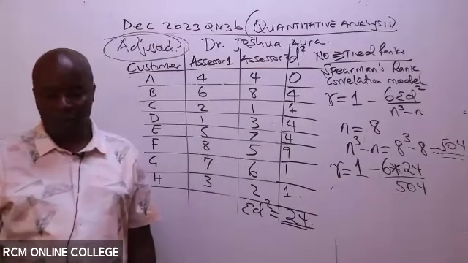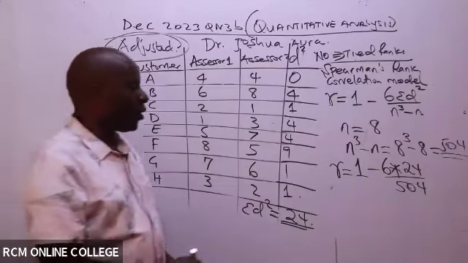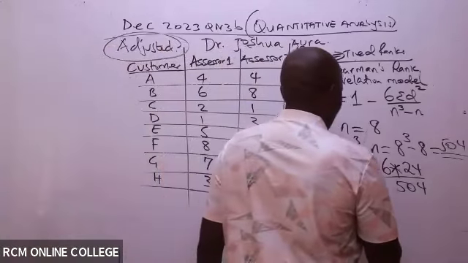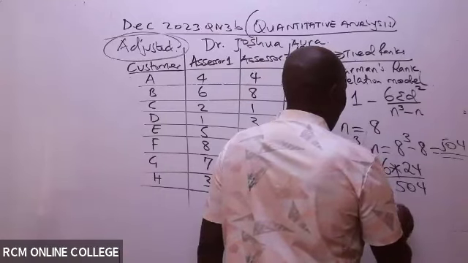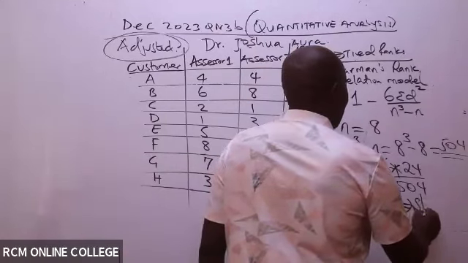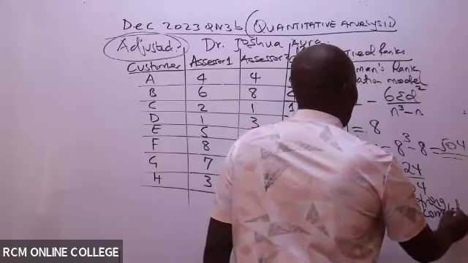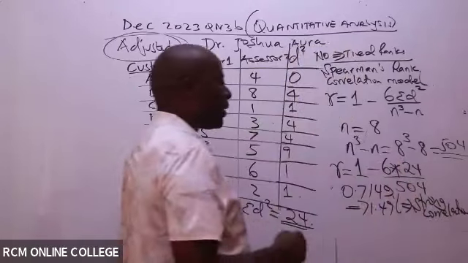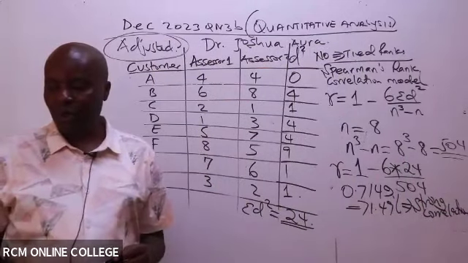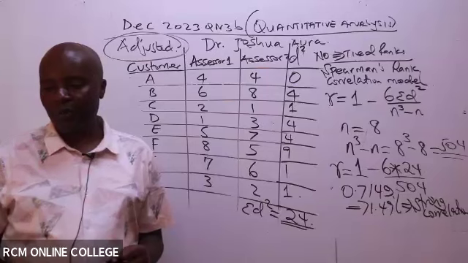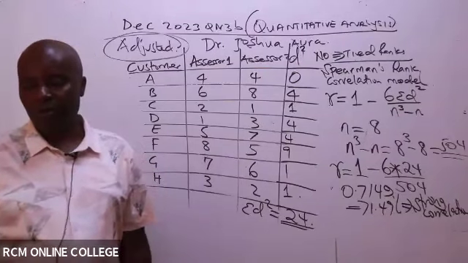Yeah, 0.7149, right? So they're giving me a figure of 0.714, which is 71.49%. Meaning what? It is just a strong correlation. Not very strong, but just strong. It is a strong correlation.